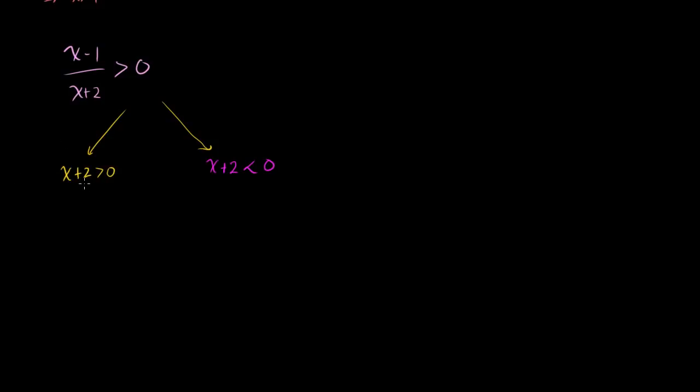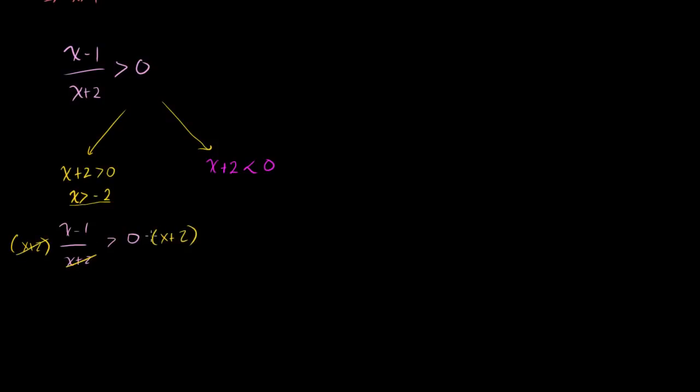So if x plus 2 is greater than 0, that means that x is greater than minus 2. Right? We can just subtract 2 from both sides of this equation. So if x is greater than minus 2, then x plus 2 is greater than 0. And then we can multiply both sides of this equation times x plus 2. So you have x minus 1 over x plus 2 greater than 0. I'm going to multiply both sides by x plus 2, which I'm assuming is positive because x is greater than minus 2. Multiply both sides by x plus 2.